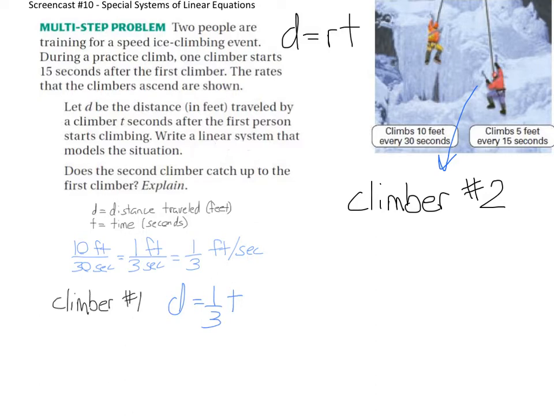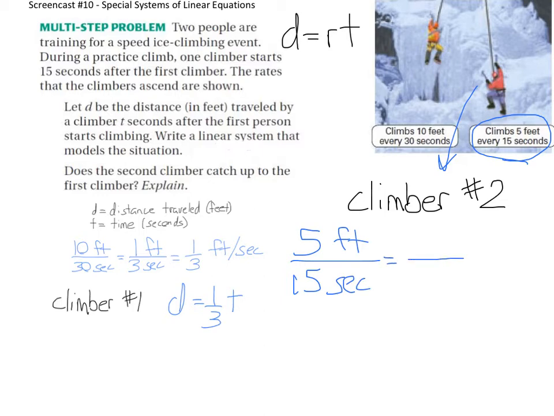It says, this climber climbs 5 feet every 15 seconds. Alright, so instead of climbing 10 feet every 30 seconds, he's going 5 feet every 15 seconds. Something's interesting about that compared to climber 1. Perhaps you see it. Well, let's look at something here. That would mean he climbs 5 feet every 15 seconds, but we don't want to know how many feet he climbs in every 15 seconds. We'd rather put this into, of course, lowest terms.